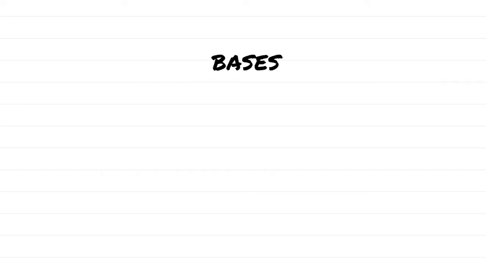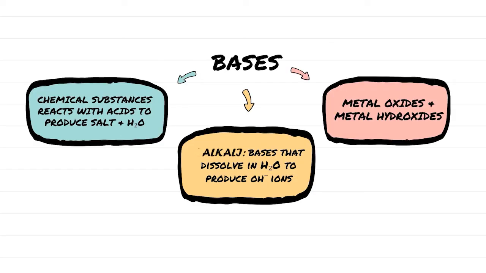Here we are going to look at the bases. What are bases? Bases are chemical substances that react with acid to produce salt and water. And then we see base has an alkaline. What is alkaline? What is the difference between base and alkaline? Alkaline means it is a base that dissolves in water to produce hydroxide ion. If the base does not dissolve in water, it is called base. But if the base dissolves in water, it's called alkaline.